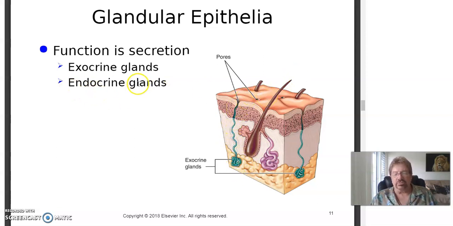Endocrine glands are ductless glands. They don't have ducts. D-U-C-T, duct. They secrete into the bloodstream and then in turn it hits target cells.